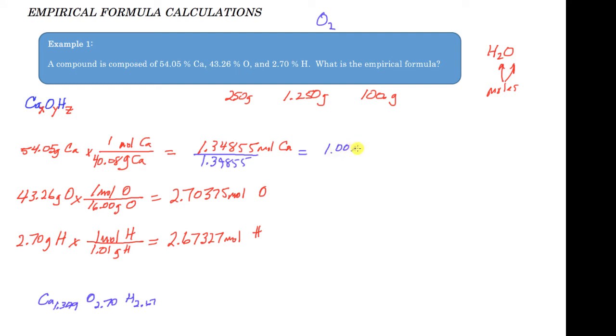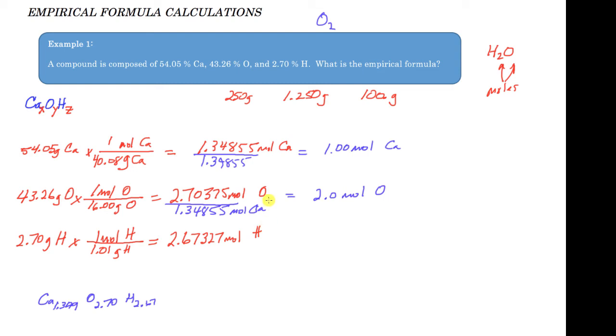So what I'm doing is I'm making this my reference point. I'm saying, okay, how many more oxygens do I have than the calciums? So I just go ahead and divide this by the same number, and I can figure out how many more of the oxygens there are. In this case, when I do this division, I end up with 2.0 moles of oxygen. And this is why I want to carry out more digits, because these numbers get closer and closer to their whole numbers when we're finished.